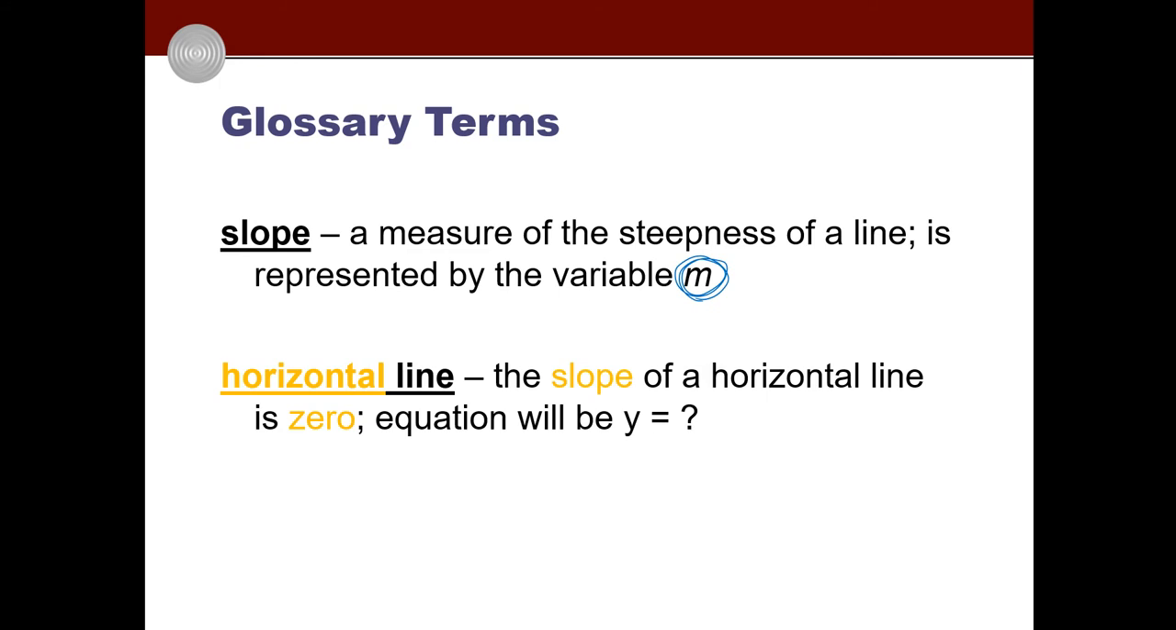Then a horizontal line. Again, things in different colors here, so that's important. The slope of a horizontal line is 0. Okay, and the equation when we get to that will just be y equals a number, and I'll get to why that is later. But a horizontal line is flat. If you are walking on flat ground, there is 0 slope. Doesn't go up, doesn't go down, the slope is 0.